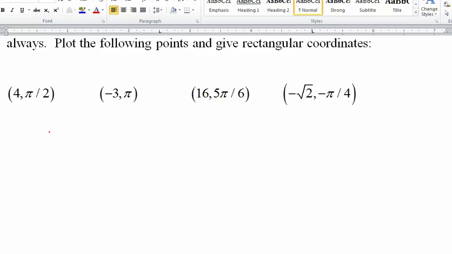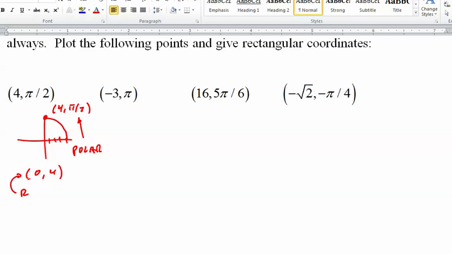So we go 4 out: 1, 2, 3, 4, and then we go to pi over 2. And that's the point 4 comma pi over 2 in polar. If I was to do it in rectangular, it would be 0, 4. So that just gives you an idea.